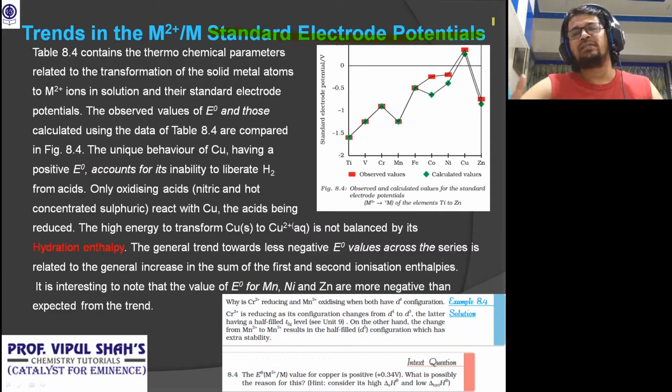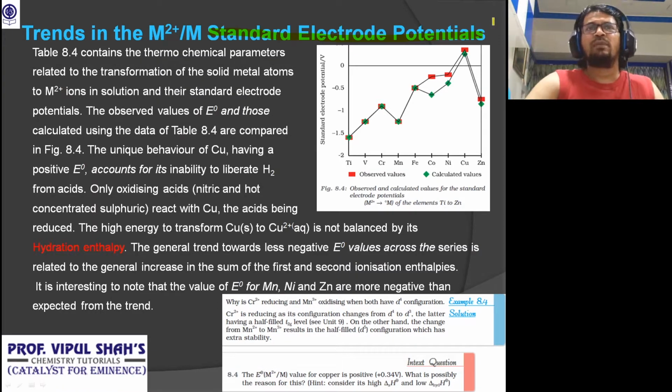Except one in the 3d series, and that is copper. Copper is the only one which has a positive SRP value. The reason being, cupric ions have more tendency to undergo reduction rather than copper metal getting oxidized. In few exceptional conditions only copper gets oxidized. Otherwise cupric ions always get reduced to copper metal. So cupric ions and copper are placed above hydrogen. So copper has a positive SRP where all other metals have negative SRP.